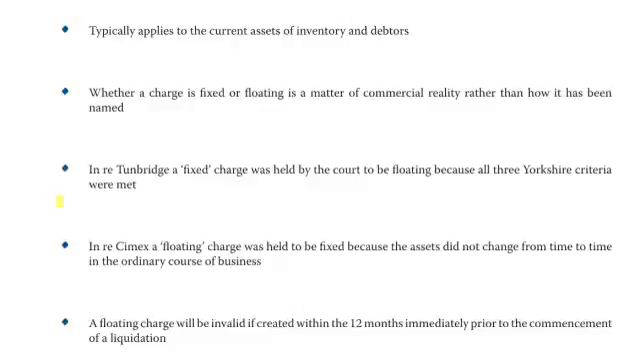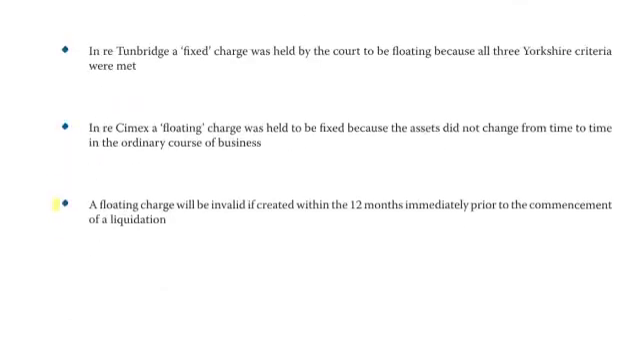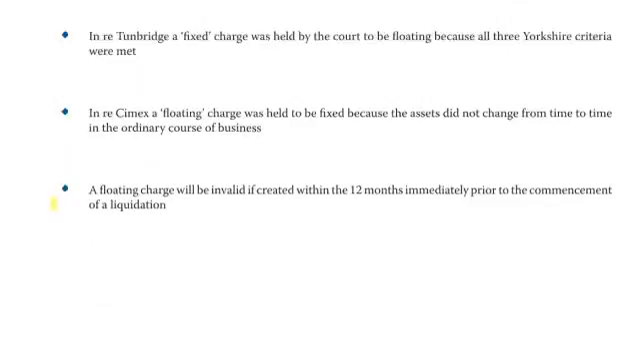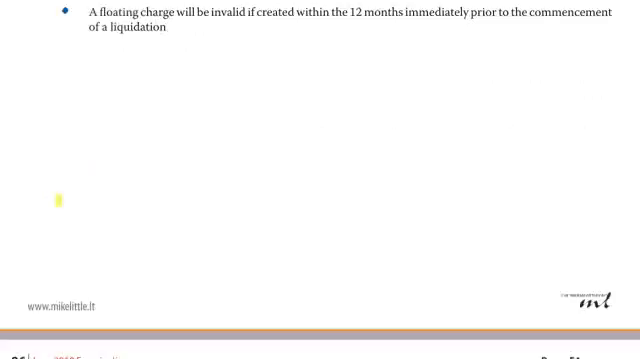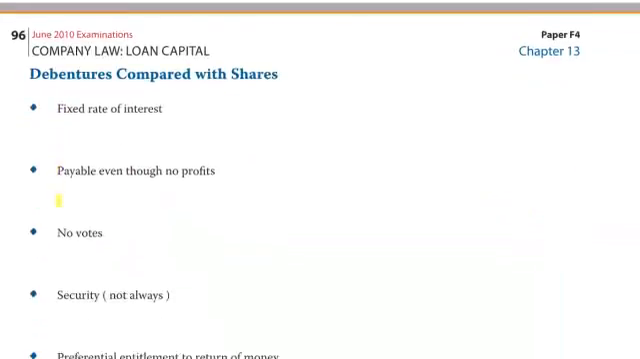A floating charge will be invalid the same way that a fixed charge was invalid if created within 6 months of the commencement of a liquidation. A floating charge will be invalid if it were created within the 12 months immediately prior to the commencement of a liquidation, with the same 2 exceptions. If the company can show that the floating charge was granted in exchange for new money, or that at the date the charge was created, the company was solvent and immediately able to pay its debts as they fall due.